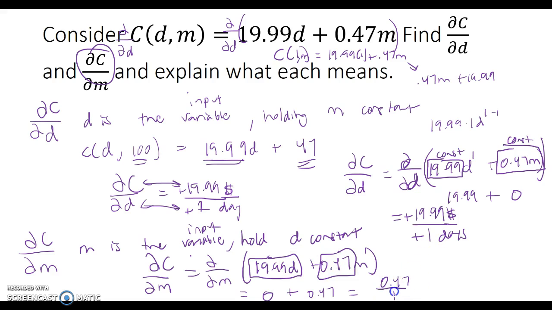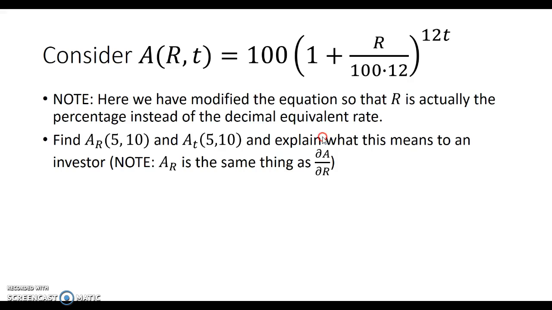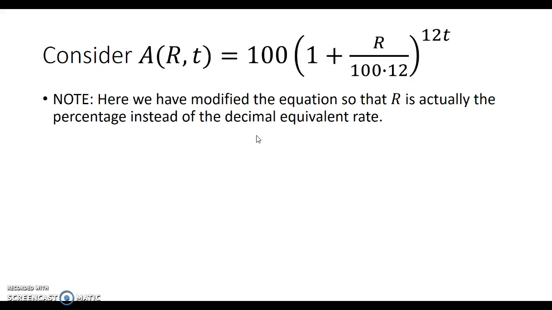Again, I'm going to put it over 1, so I can show that it's a change of 0.47 to a change in 1. And what are the units? Well, my cost is going to increase by $0.47 for each additional, okay, what is m? M is the number of miles. So if you increase the number of miles by 1, your cost is going to go up by $0.47 or 47 cents. Okay, so that's our first partial derivative. All right, well, let's do this for another function. Actually, before we do that, well, I guess we can do it here.